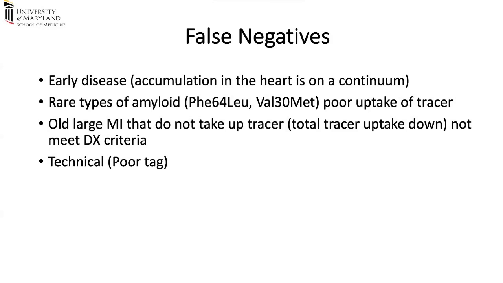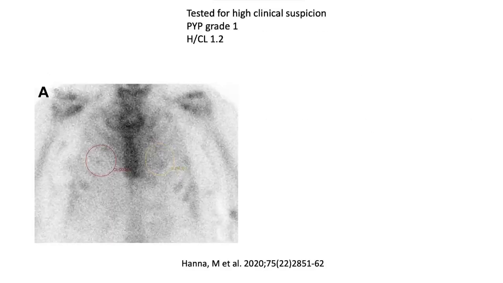But remember, that tissue is dead. It may not be taking up tracer. You've got to look at that SPECT for focal uptake versus diffuse uptake. Now, remember, a person can have a heart attack 10 years earlier and then develop amyloid, so you can have two things going on at once. And then, of course, we've got technical issues, poor tag, things like that.